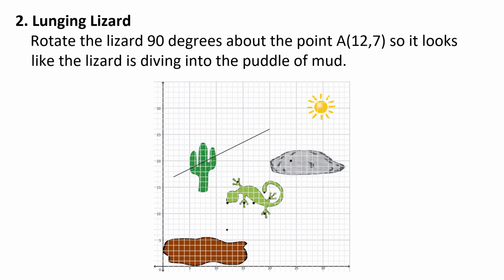Now, that handout has multiple illustrations of this scene, of this lizard. Now what you're going to do is rotate this lizard 90 degrees about the point (12, 7) so that it looks like the lizard is diving into the puddle of mud. Now, remember, we know how to read a clock. So, 90 degrees, so it looks like he's diving. It doesn't say here, but if he's diving, his body needs to be facing downwards, right? So if he's rotating 90 degrees this way, on a clock, that is counterclockwise, okay? So we're going to rotate 90 degrees counterclockwise.